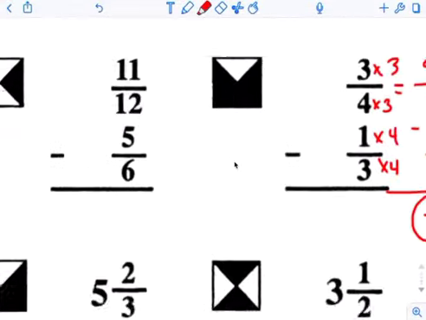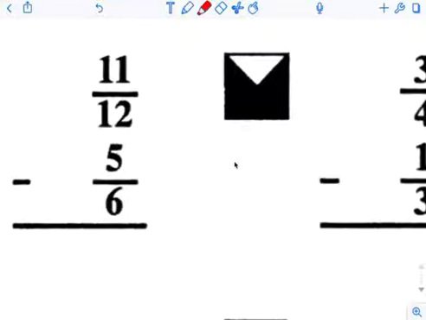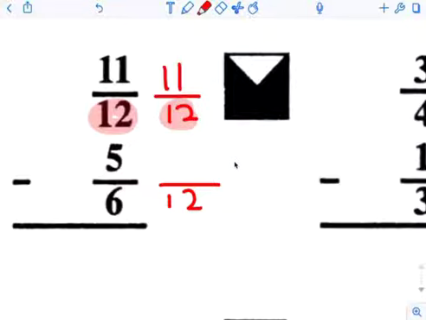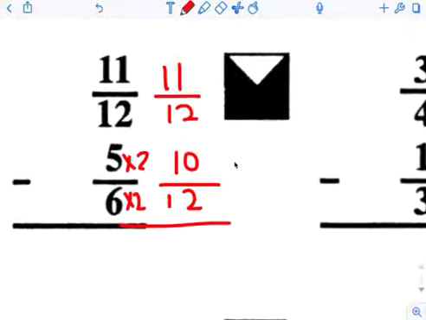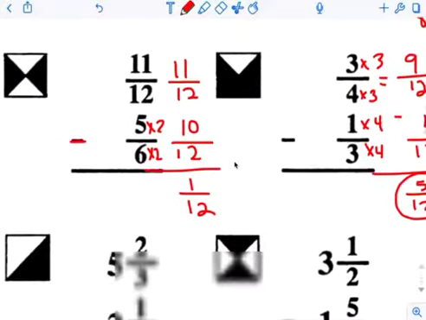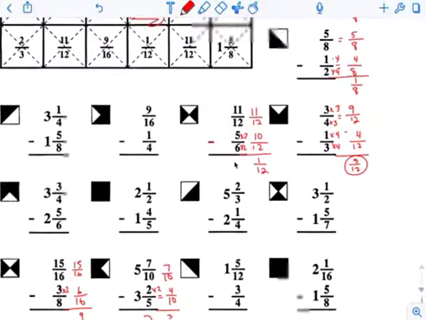Okay, so I'll go over here. First, you need to find the least common denominator, which in this case is 12. That's 11. That doesn't change because it has a denominator of 12 already. So you just copy it. This one, 6 times what makes 12? Times 2. 2 times 5 is 10. Subtract that, get 1/12. Okay, that's how you do a simple one. These are simple.